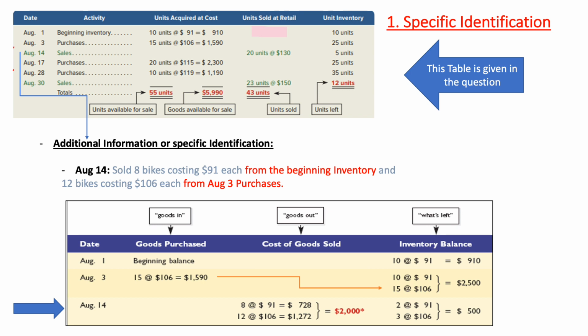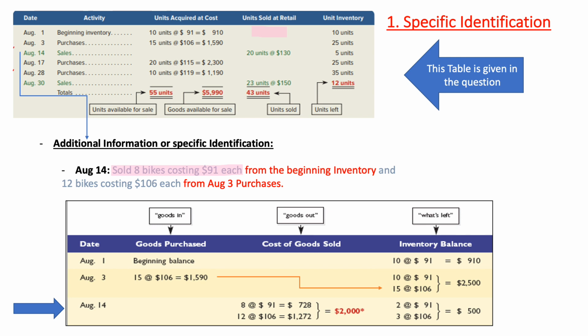Because we're doing the specific identification method, when it comes to the sale, you need to go to the additional information and check, because they are going to give you exactly what the transactions of the sold items are. That's why we call it specific identification: they tell me specifically what they sold and where they sold it from. So on August 14, they say that they sold 8 bikes, which cost them 91 each, from the beginning inventory.